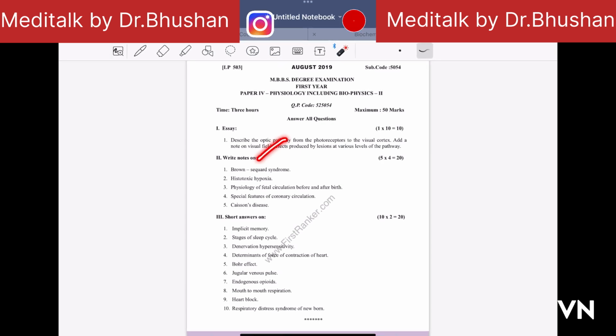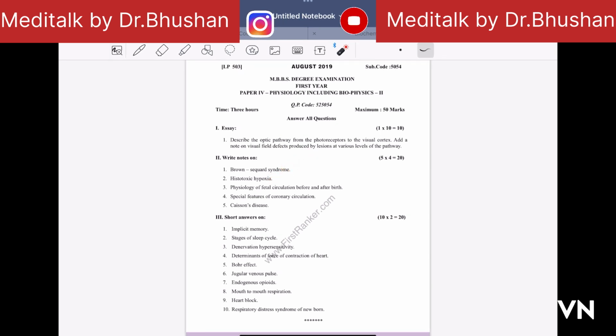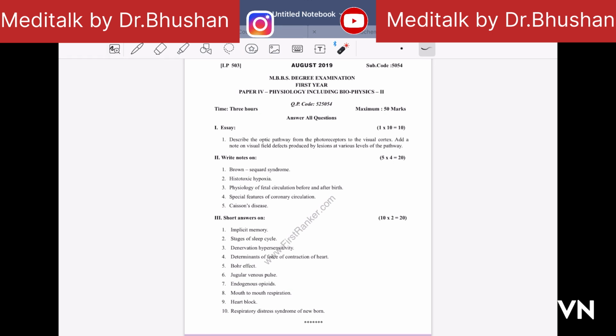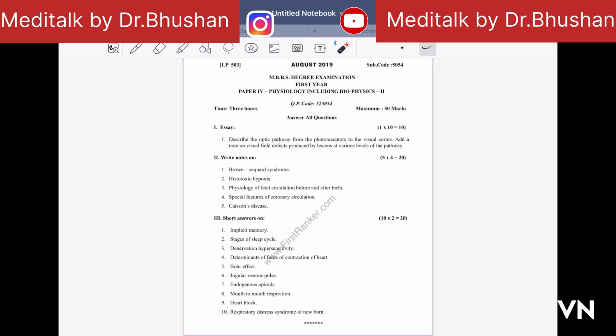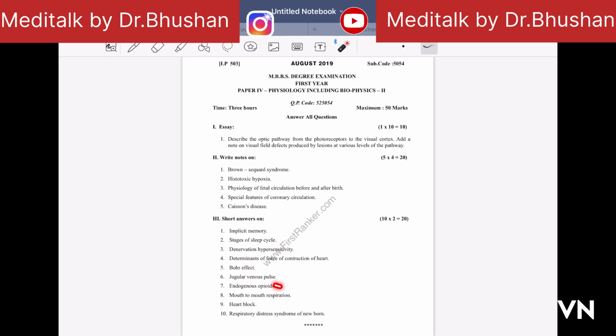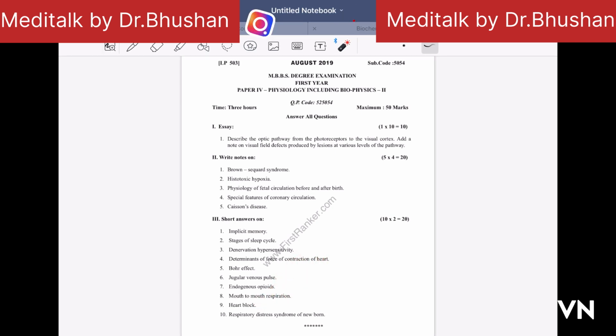Second, write notes on Brown-Sequard syndrome, histotoxic hypoxia, physiology of fetal circulation before and after birth, special features of coronary circulation, seasonal descent. Third is the short note answer: implicit memory, stages of sleep cycle, denervation hypersensitivity, determinants of force of contraction of heart, Bohr effect, jugular venous pressure, GVB, endogenous opioids, mouth-to-mouth respiration, heart block, and respiratory distress syndrome in newborn.